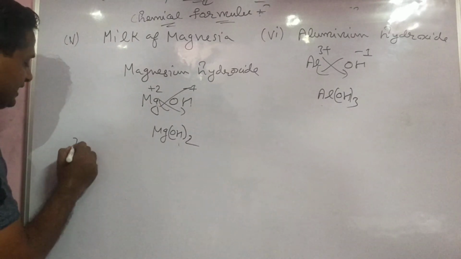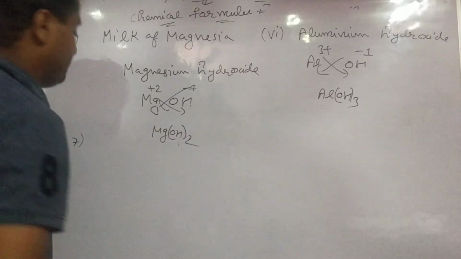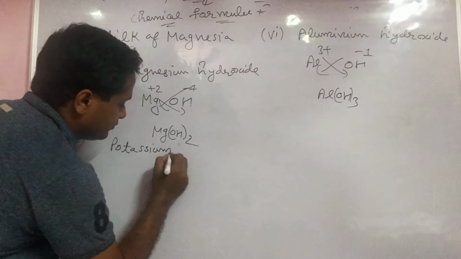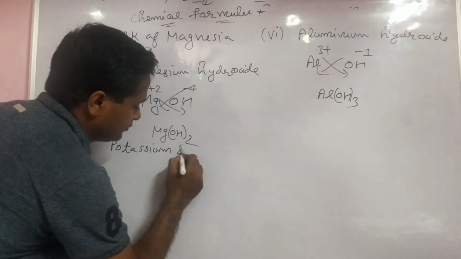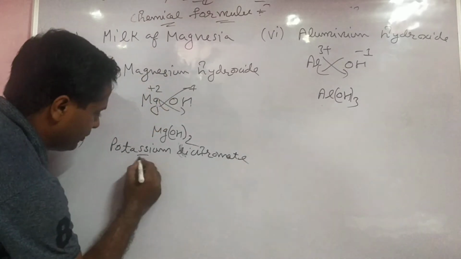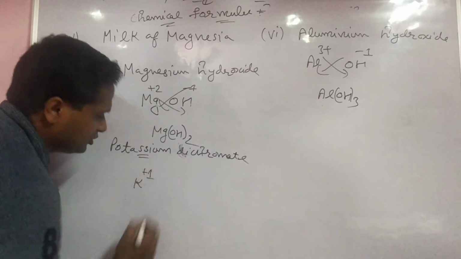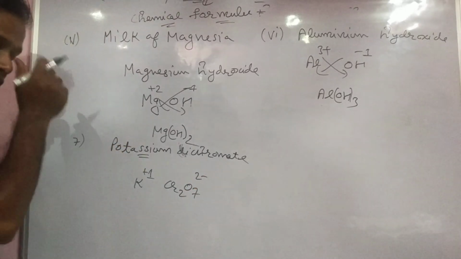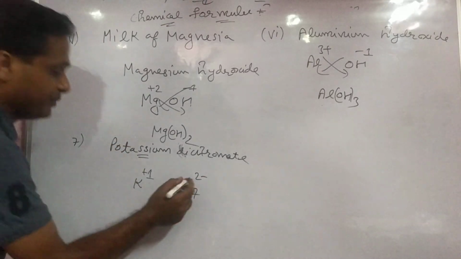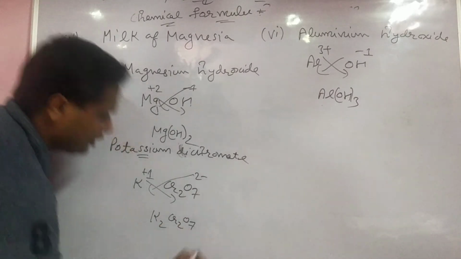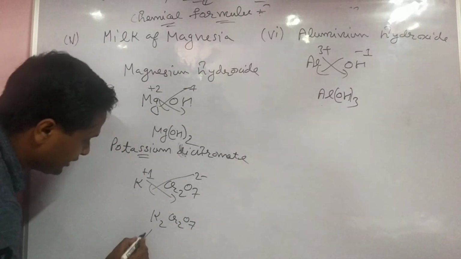Next, the 7th. Any other example? Potassium dichromate. You already know potassium's symbol is K, valency +1, and dichromate is Cr2O7 2 negative. Cr is chromium. Then it becomes K2Cr2O7. Their color is actually orange.